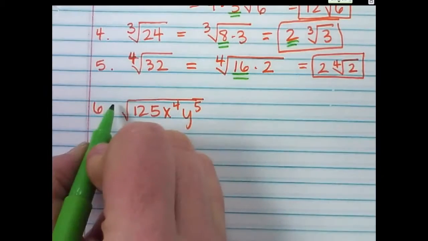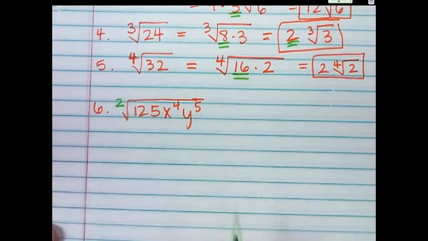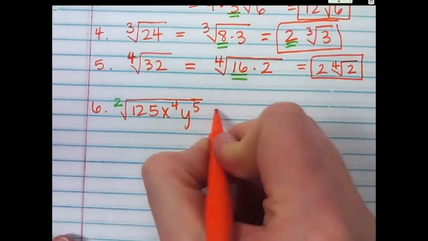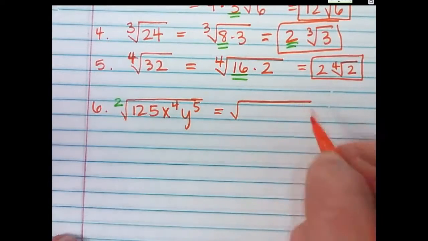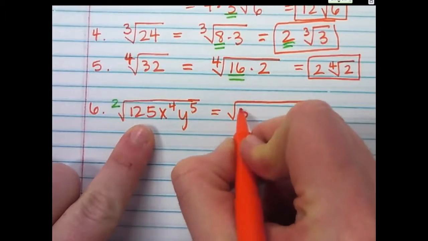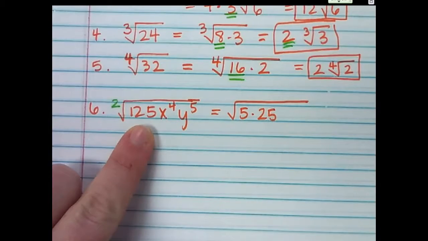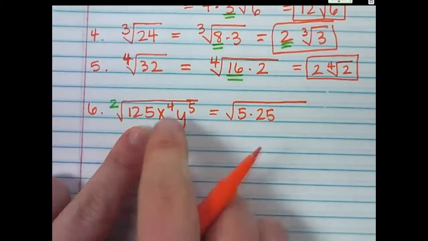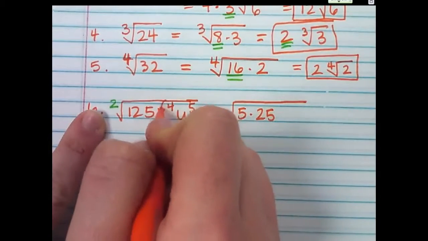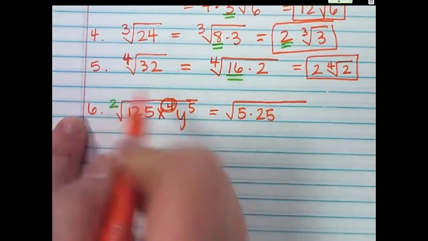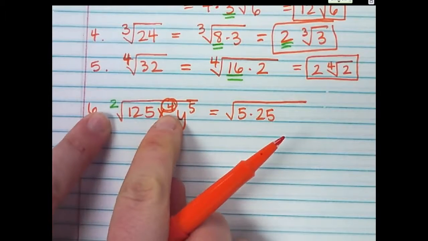What's our little number right here? 2. Okay, so we're doing square root. So what's a perfect square inside 125? 5 times 25. Okay, yesterday we did this. We took our exponent and we divided. So 4 divided by 2, that's going to come out even, right?